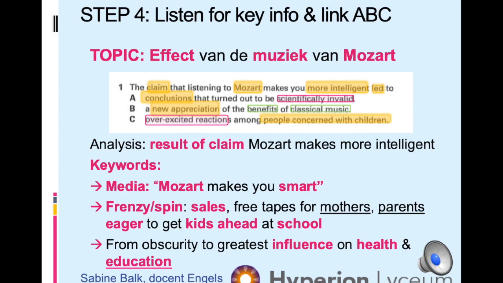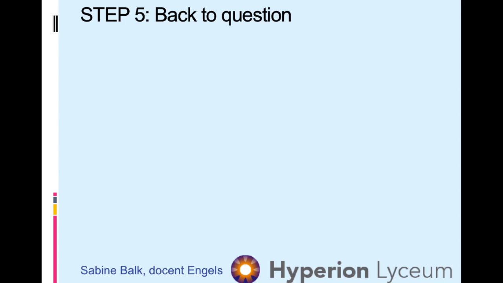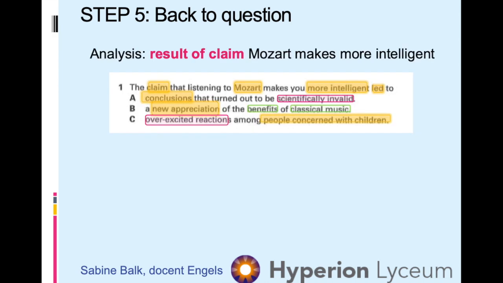Alright, so we've got our key information, lots of sales, mothers, parents who buy this stuff for the children, influence on health and education, and of course Mozart makes you smart. So let's go back to the question and see which answer applies best. So I hope you remember we are looking for the effect of the claim that Mozart makes people more intelligent. So what did it lead to? At this point, if you're an experienced listener, you will have scanned the answers really quickly and you will have noticed that the process of elimination works really well for this question.